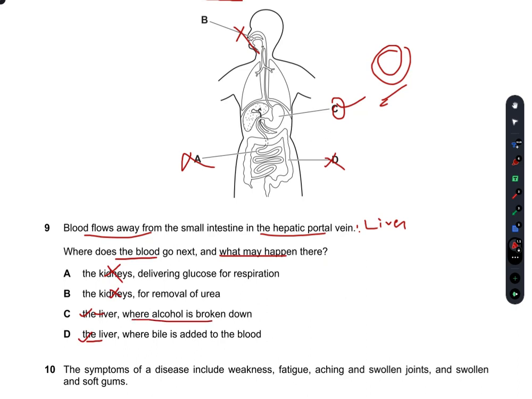So the liver, where alcohol is broken down. We can do this by elimination, where bile is added to the blood. The bile is added via the gallbladder in the small intestine, not in the blood. Bile is not added to the blood. So we can derive from this that the liver is the place where alcohol is broken down, and generally the liver is responsible for detoxification, meaning C is the right answer. That's also one of the reasons why alcohol consumption increases your chance of liver defects. So C is the right answer.